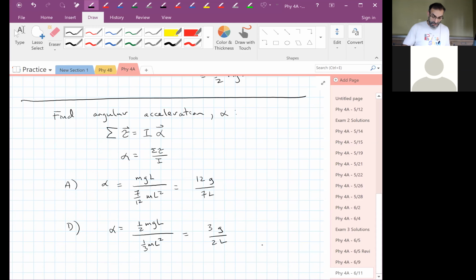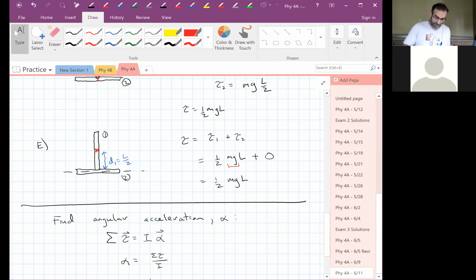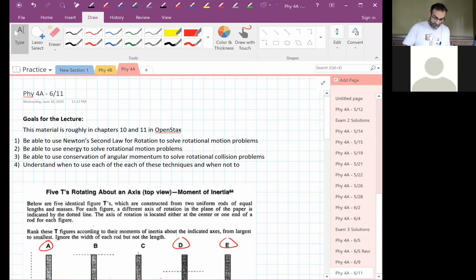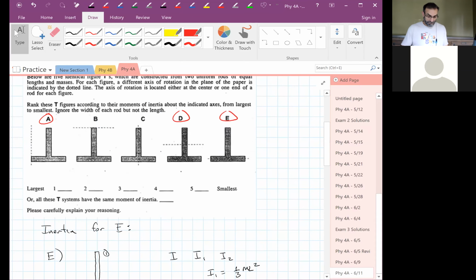Alpha should have direction here, you're right. Let's just find the magnitude, how about? Well, we could look at each picture. Where are the pictures? So for A, what's the direction of alpha?